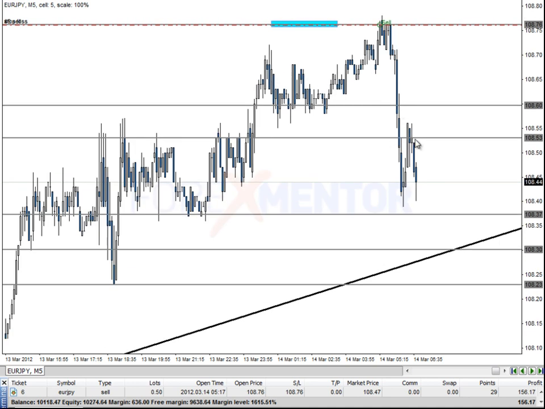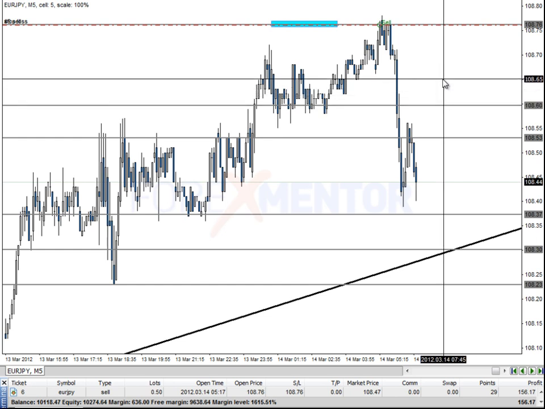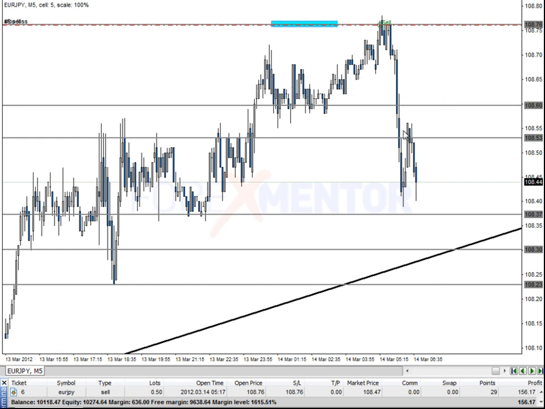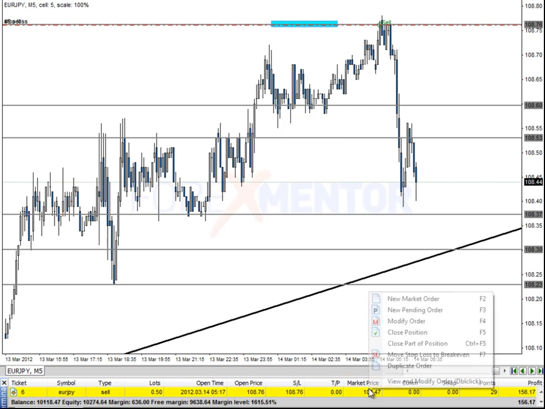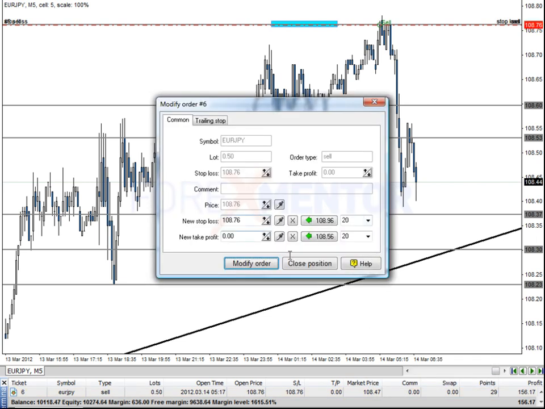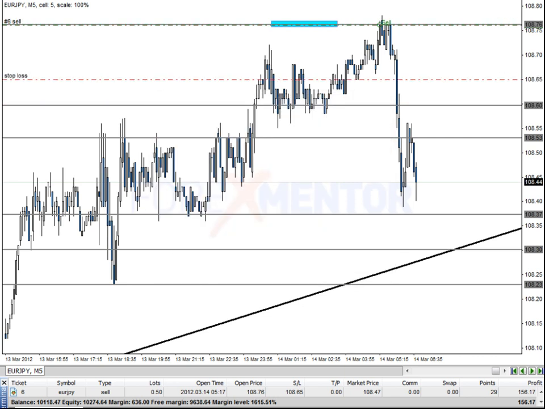Okay, so this is that hourly level here, so stop above, let's say 65. Okay, so we've got this area to protect us, this swing high, and we've got this hourly block right here. So modify this. No, 65, we'll lock a few pips in there.